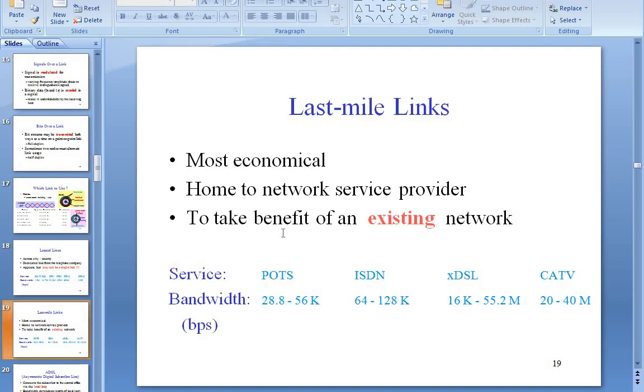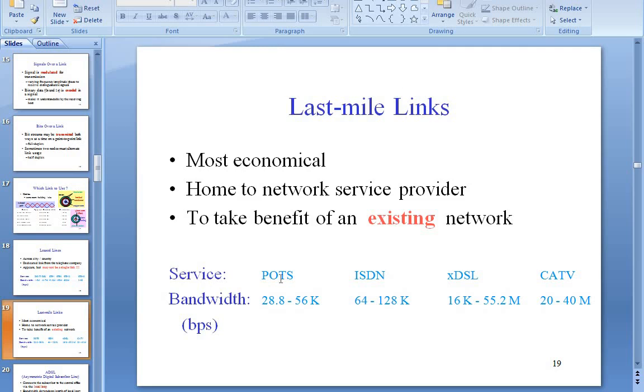And we can also use last mile links. This is the most economical link for the end user, not for the network service provider, only for the end users or for the customers. So it means that the network is already available, and you just need to connect to that particular network. So you can use these last mile links. In the last mile links, we have a lot of further possibilities.